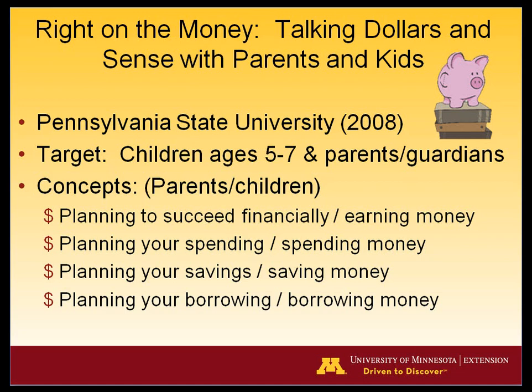Now they are focusing on 4 books that go with these concepts. For Planning to Succeed Financially, they're looking at The Berenstain Bears' Trouble with Money by Jan and Stan Berenstain. For Spending and Saving Money, they focus on Alexander, Who Used to Be Rich Last Sunday. For planning your savings, the book is Pigs Will Be Pigs. And for borrowing money, they look at Country Bear's Good Neighbor. So they are focusing on 4 books and 4 main concepts.